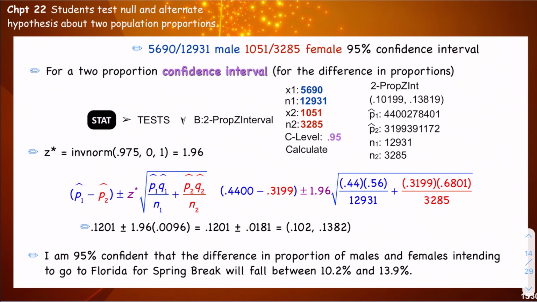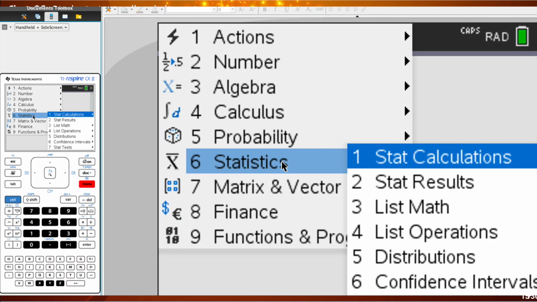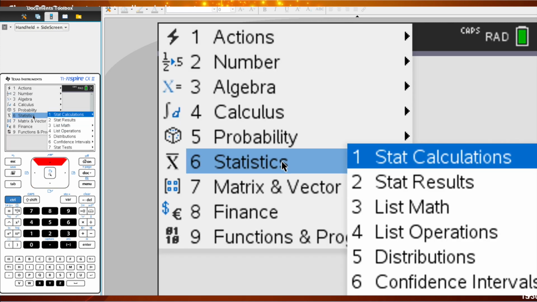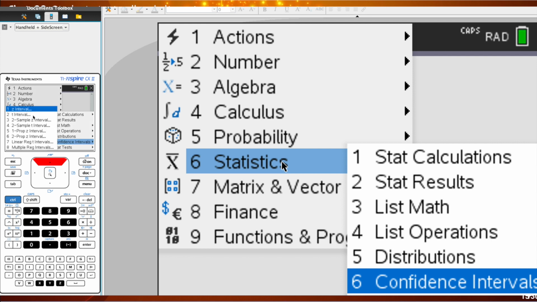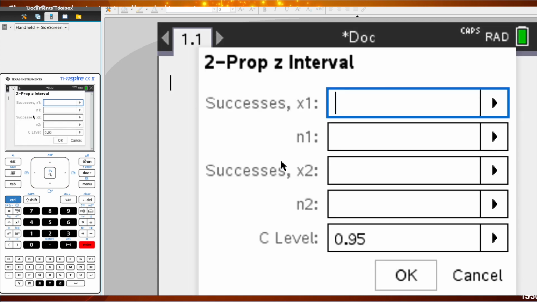So we are going to go to our calculator. And let me pull this up for you all. On our calculator, we're going to hit menu. We're going to go to statistics. We're going to go to confidence intervals. And we're going to go to a two prop Z interval.